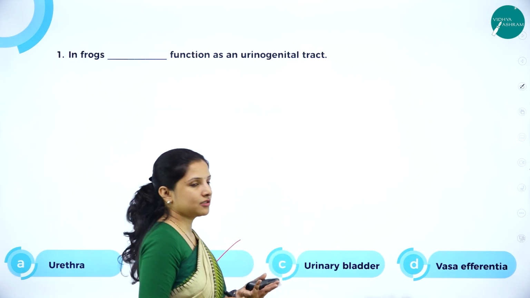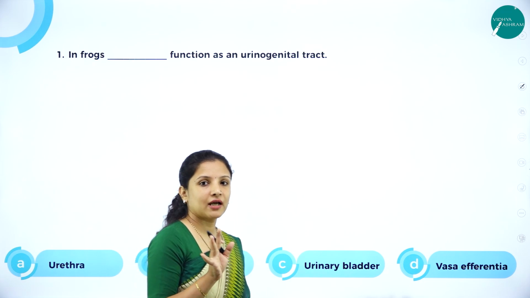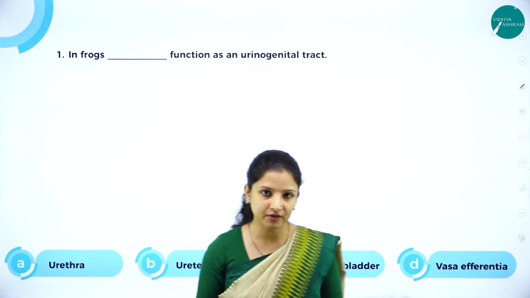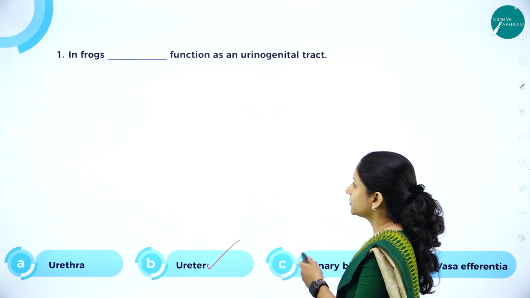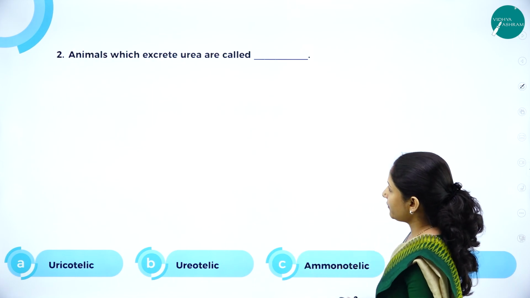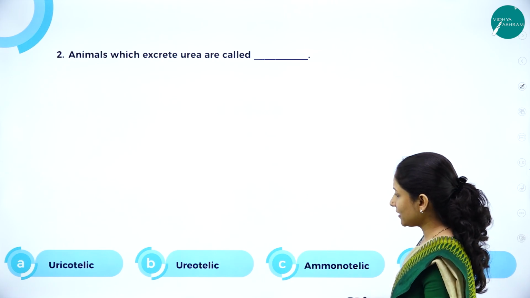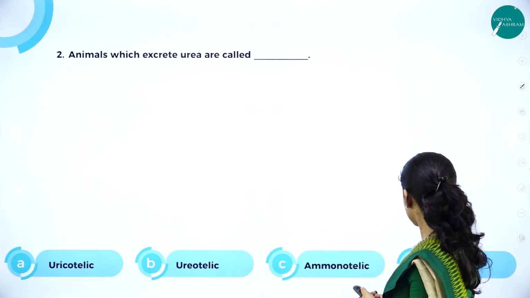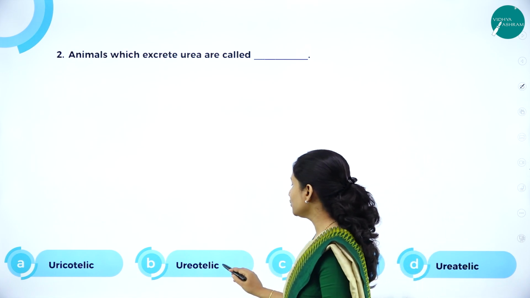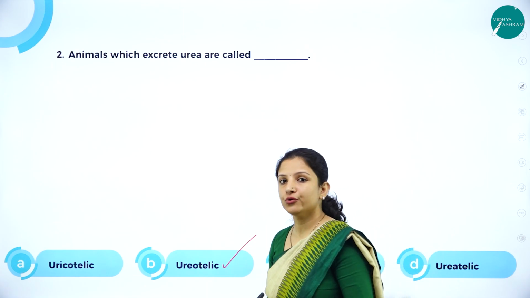Whereas the urinary bladder is the collection center for the urine, and the vasa efferentia are finger-like projections that come out of the testis. So that is different. Therefore, the right answer here is B, ureter. Next question. Animals which excrete urea are called uricotelic, ureotelic, ammonotelic, or ureatelic? The answer is ureotelic. So, animals which excrete urea are called ureotelic.